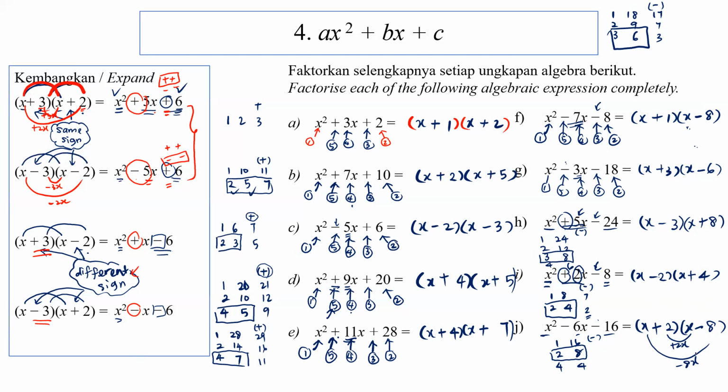Okay, so that's it for this kind of factorization. I'll see you in the next video clip for the same format of ax squared plus bx plus c, but with a that is not 1. It could be 2, 3, any number, but not 1. Okay, so I see you in the next video clip.